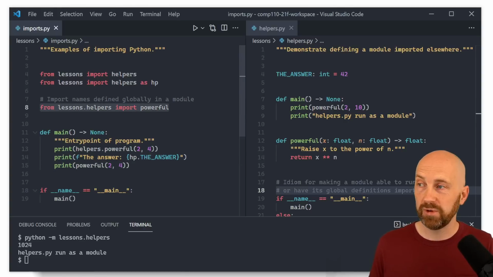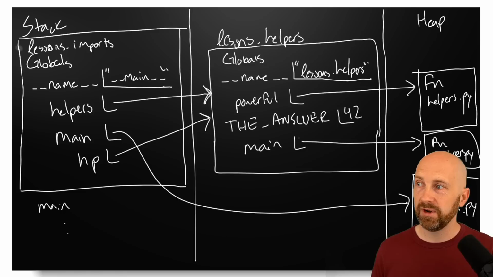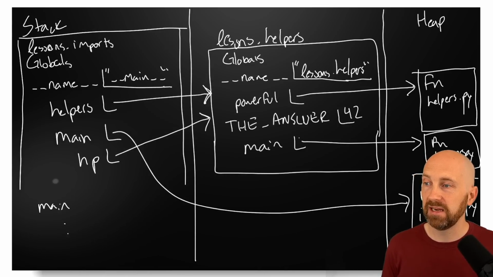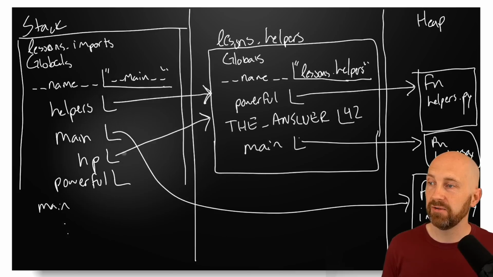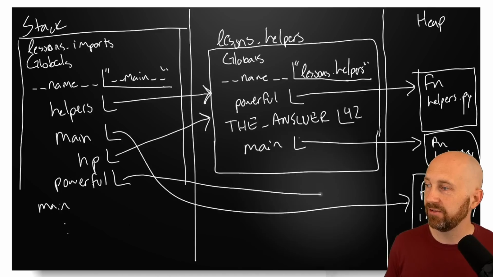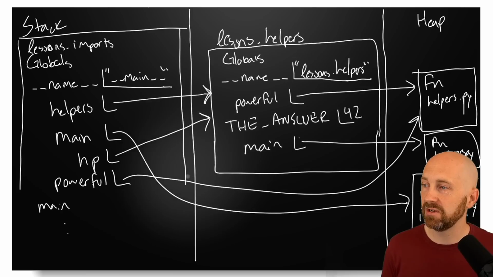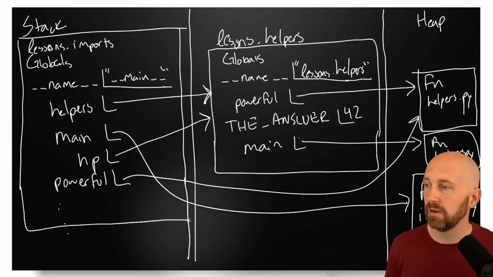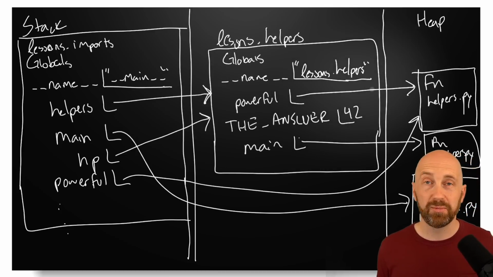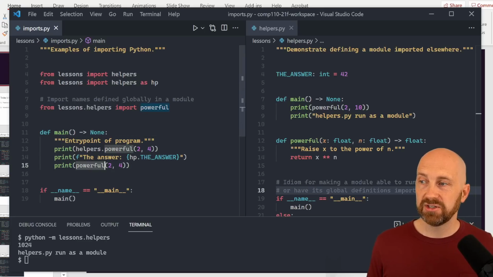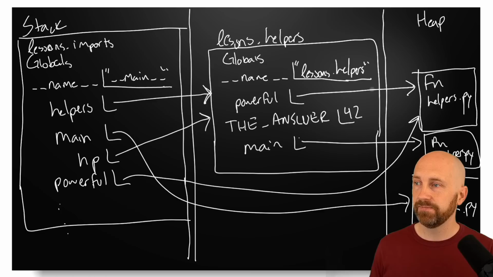So what happens when we encounter a line like this? Well, in the scope that you imported, we would have a name powerful here. And it's going to be bound to whatever helpers.powerful was. So that's this function. Notice it's going to be bound directly to that function definition. And so we're foregoing the connection to lessons.helpers, and we bind to that function directly. And that allows you to just access a function directly by its name.